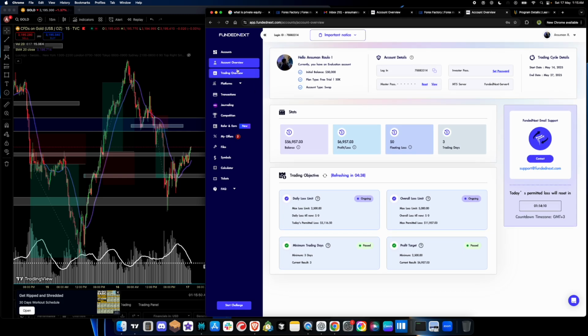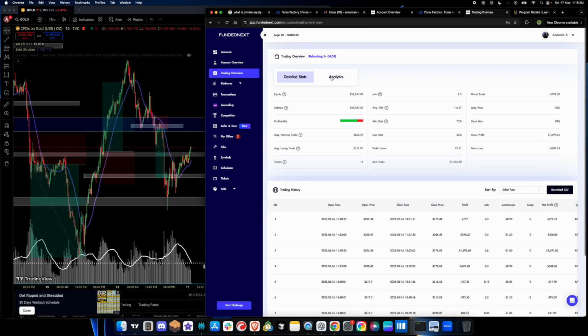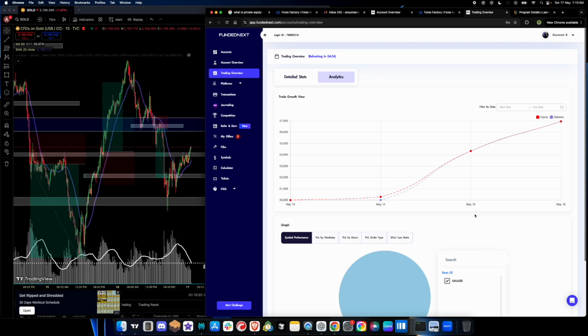So for transparency and for overview purposes, I will be showing you my trading overview, in which you can see we started this account pretty much on May 14. Actually, we took this account on May 13 and we started trading on May 14. The equity growth curve is simply in a linear increasing order.